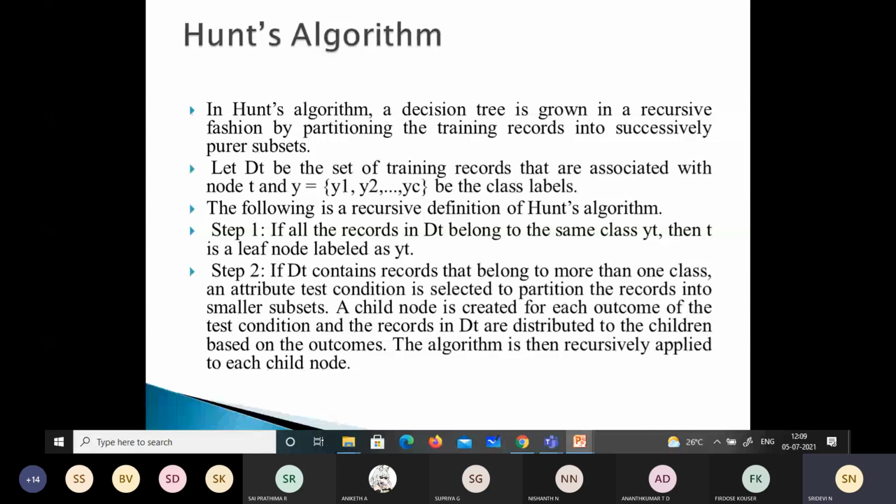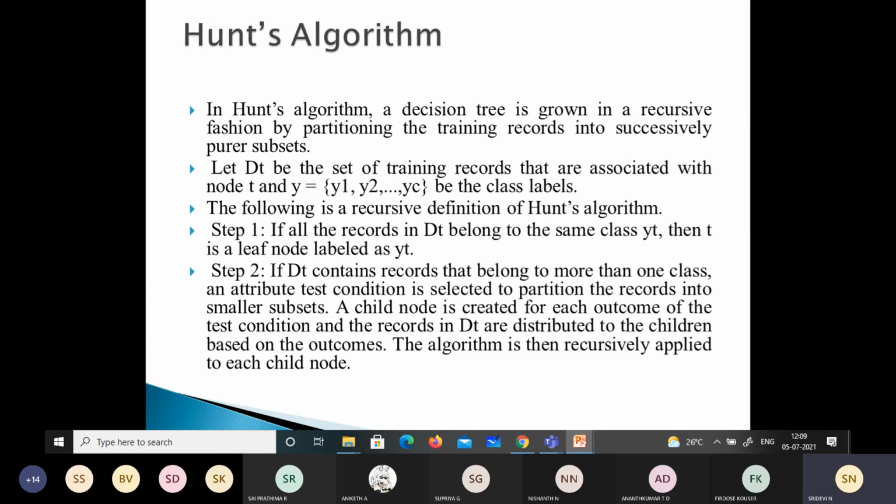In Hunt's algorithm, we will grow a decision tree in a recursive fashion, by partitioning the training records into successively purer subsets. A purer subset is one which cannot be further divided. Impure subsets are the ones which can be further divided based on some attribute test condition. So we should find purer subsets, and till then we need to partition the training records. That is what we do in Hunt's algorithm.